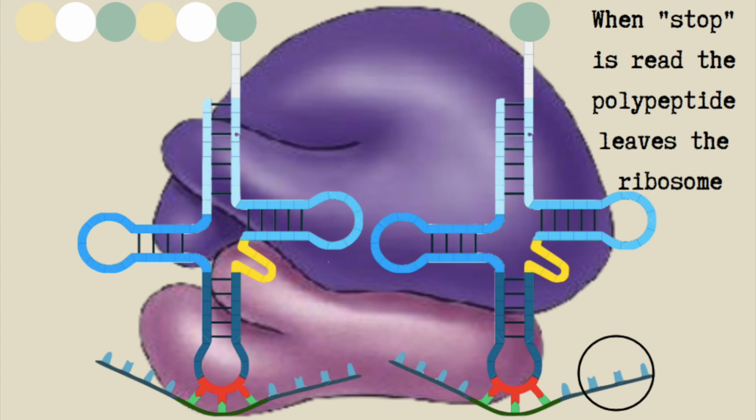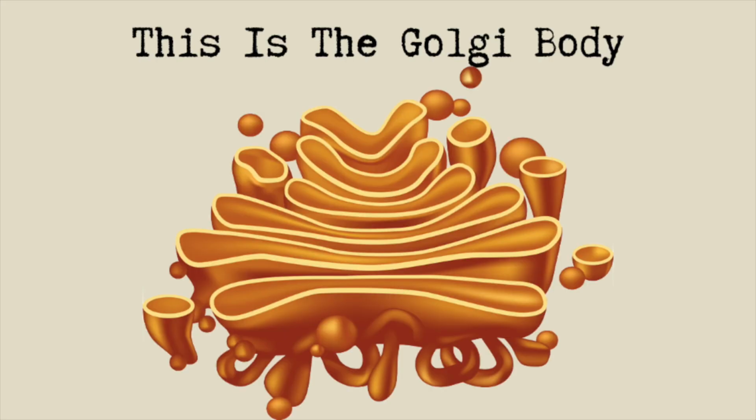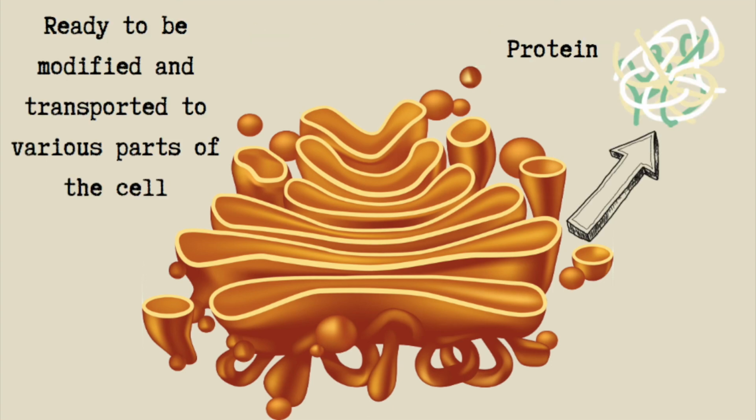This continues until the stop codon is reached. This is called termination. It's important to note that there is no tRNA that corresponds to the stop codon, and instead there is a protein that comes in called a release factor. This releases the polypeptide chain from the last tRNA and hydrolyzes the ribosome. After the polypeptide is released, it folds into its secondary and tertiary structures, and then moves to the Golgi body to be modified and packaged.